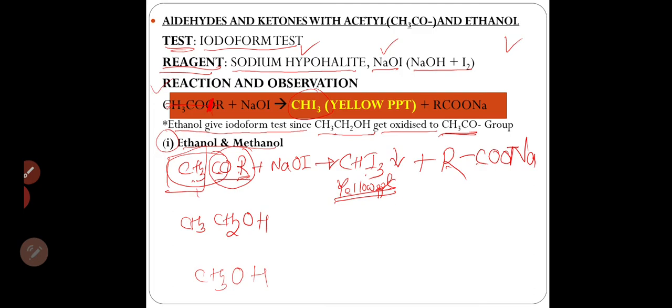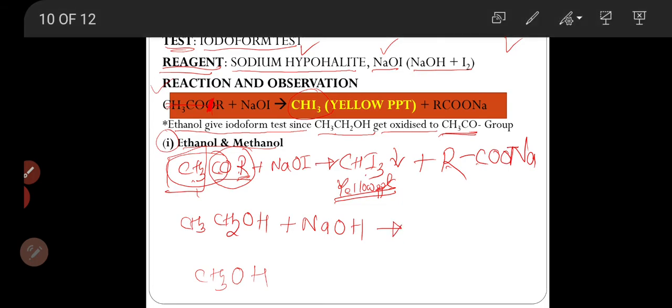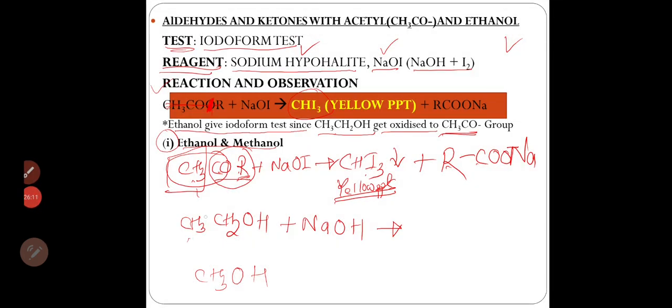Now another test is the iodoform test. I've already told you that ethanol gives the iodoform test, right? So in the ethanol iodoform test, the reagent you use is NaOI. Now what happens is, first this group will change to CH3CO. First it gets oxidized, so the CH3CHO with two carbons. Ethanol gets oxidized to ethanal.